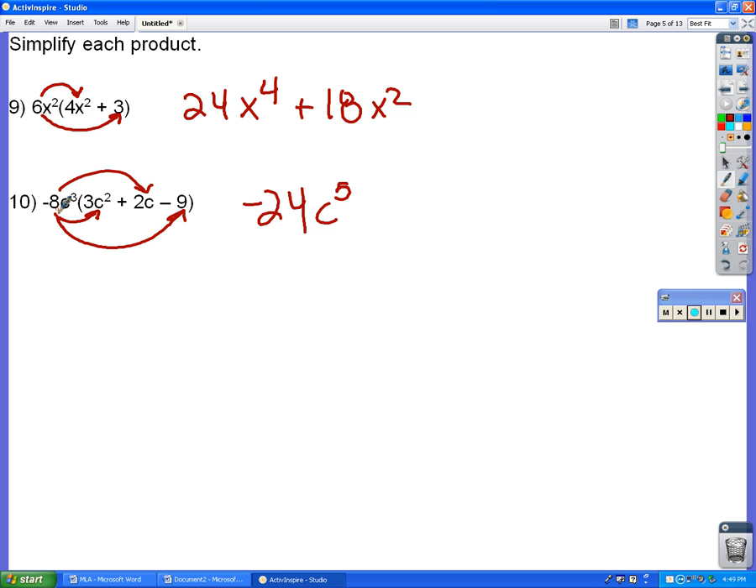Now I go negative 8 times 2 gives me negative 16. And c to the 3rd times c gives me c to the 4th, because there's really a c to the 1st right there, and 3 plus 1 makes 4. And finally, negative 8 times negative 9 is positive 72. And since there's no c's on that term right there, it's going to stay as a c cubed. And there's no simplifying I can do with any of those, because all of the exponents are different. So that will be my final answer.